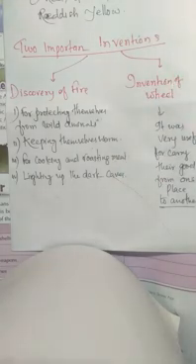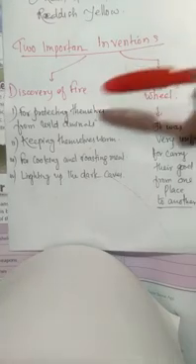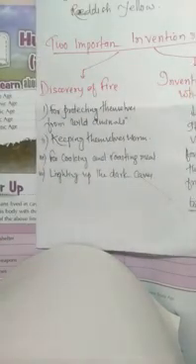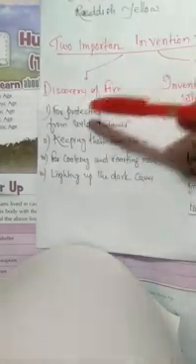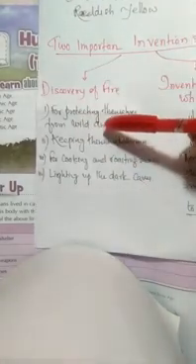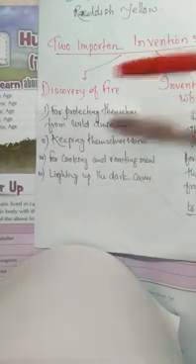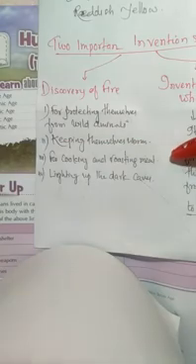The invention of the wheel is also an important invention. So the discovery of fire. What are the uses of fire? How was fire used by the early humans? So they used fire for protecting themselves from the cold and from wild animals, keeping themselves warm in the winter seasons, and for cooking and roasting the meats, whatever they hunt.